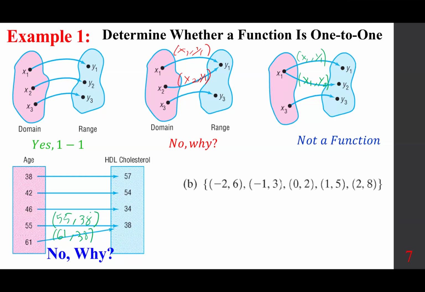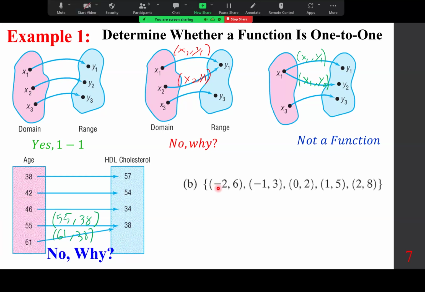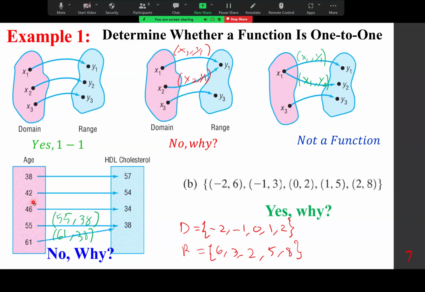So the last one, this is -2, this is -1, this is 0, 1, 2. All the x coordinates are different. Let's write the domain: -2, -1, 0, 1, 2. And if I were to write the range: 6, 3, 2, 5, 8, they are all different. Therefore, yes, it makes it a one-to-one function.